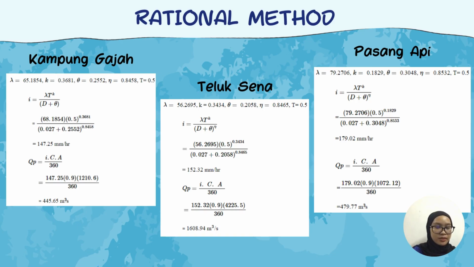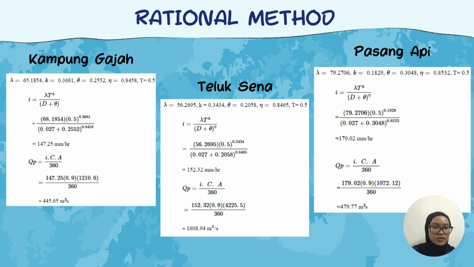Next is the rational method for Kampung Gajah. We got the constant from MSMA. To calculate the average rainfall intensity using the formula, we got the answer 147.25 mm per hour. And then we calculate the peak flow from the average rainfall intensity using the formula. We got the answer 445.65 meter cubic per second.